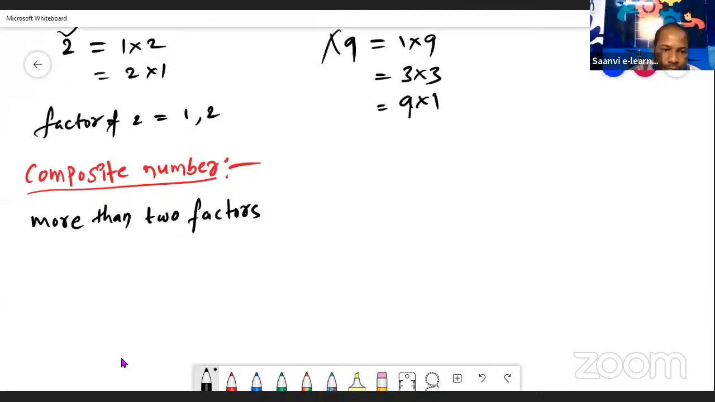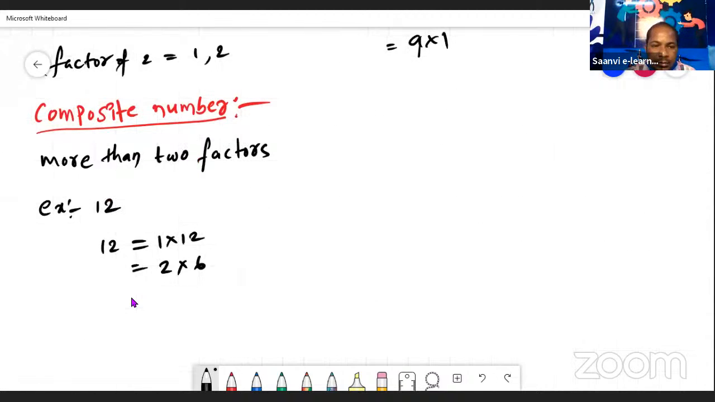Suppose, for example, 12 is there. So what are the factors of 12? 1 into 12 is 12. 2 into 6 is 12. 2 6s are 12. And 3 4s are 12. 4 3s are 12. See here we got the reverse product, so we have to stop this process of factorization.